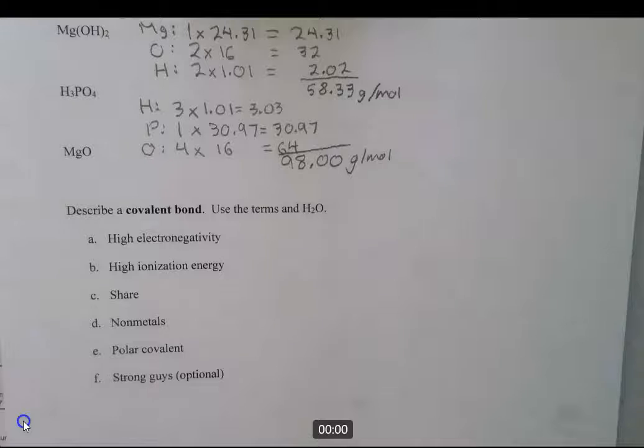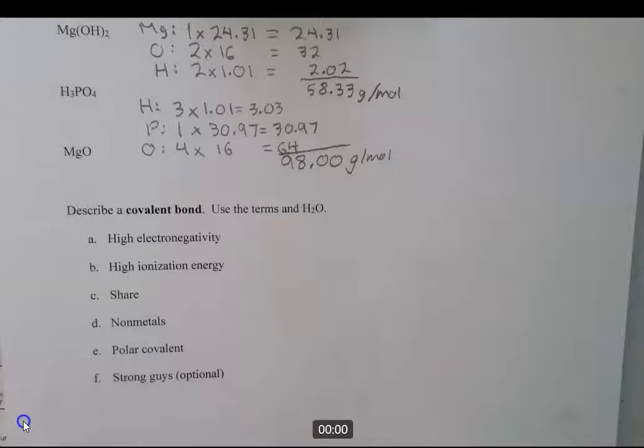So when two of those get together, it's like a tug of war between two strong guys on the electrons of the other. Neither one gives up its electrons easily. Both of them pull electrons very well, but neither one gives up electrons easily. So neither one can win the tug of war. So it's a tie, so they share the electrons.